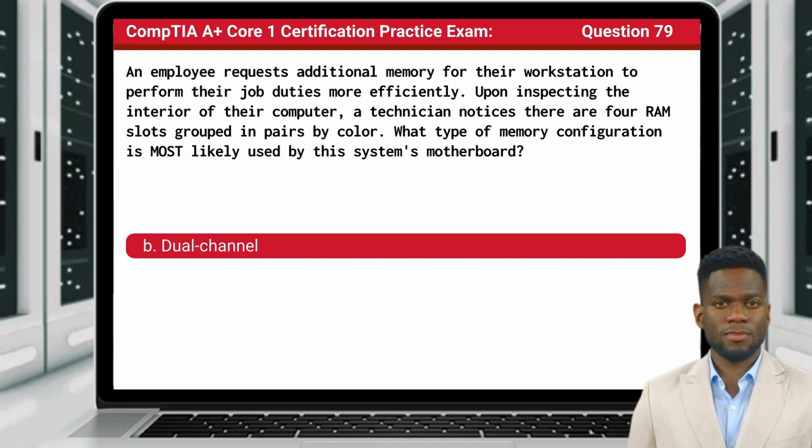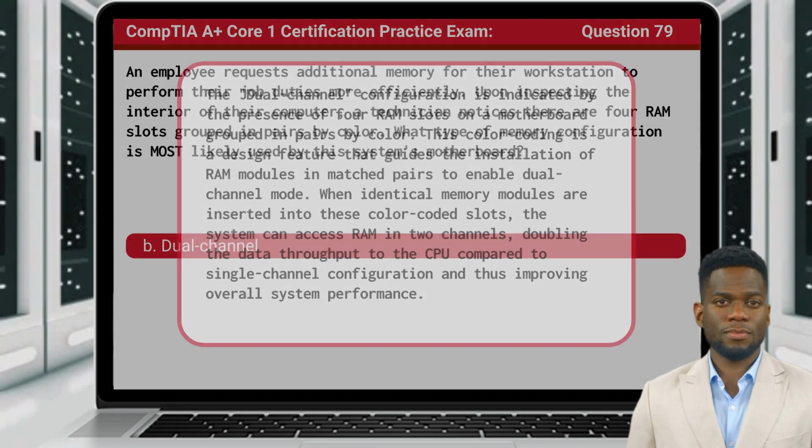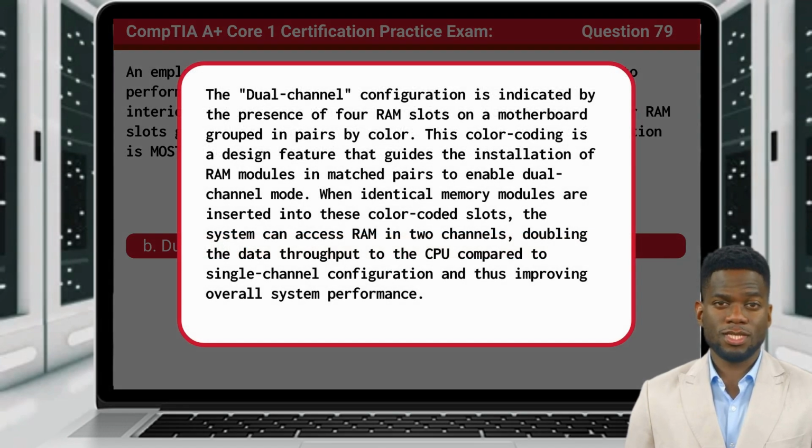The answer is B. Dual channel. The dual-channel configuration is indicated by the presence of 4 RAM slots on a motherboard grouped in pairs by color. This color coding is a design feature that guides the installation of RAM modules in matched pairs to enable dual-channel mode. When identical memory modules are inserted into these color-coded slots, the system can access RAM in 2 channels, doubling the data throughput to the CPU compared to single-channel configuration, and thus improving overall system performance.